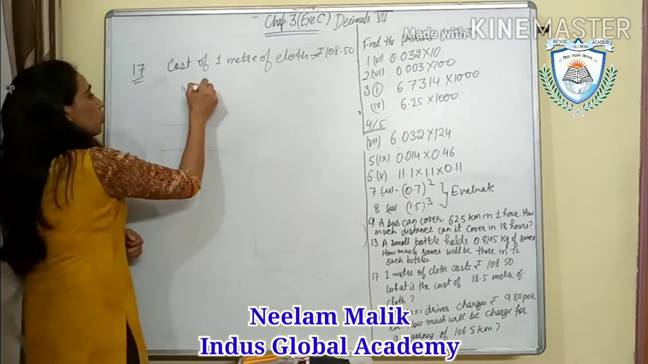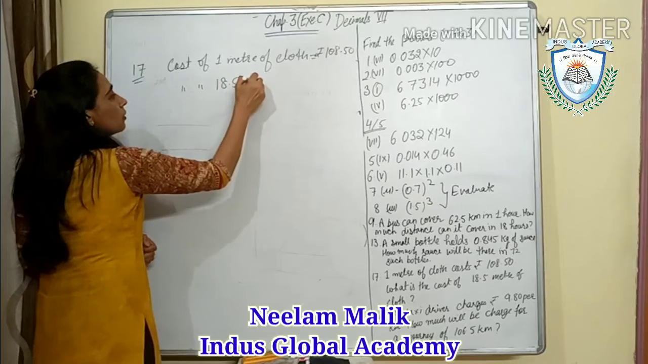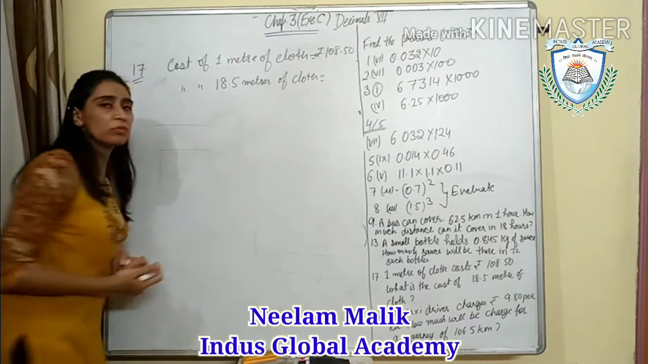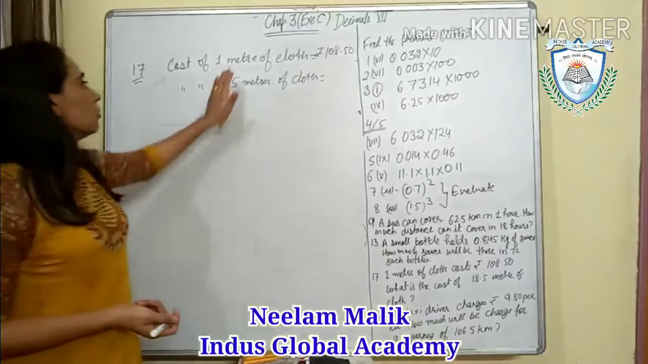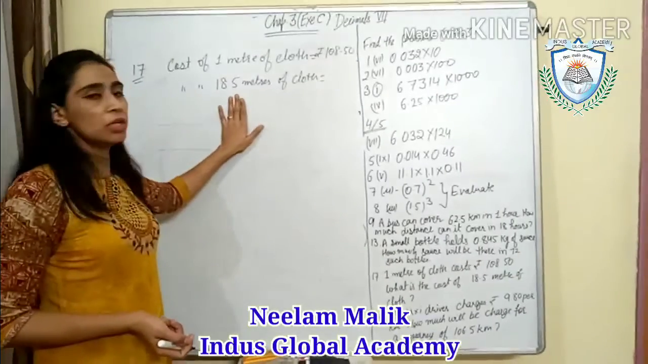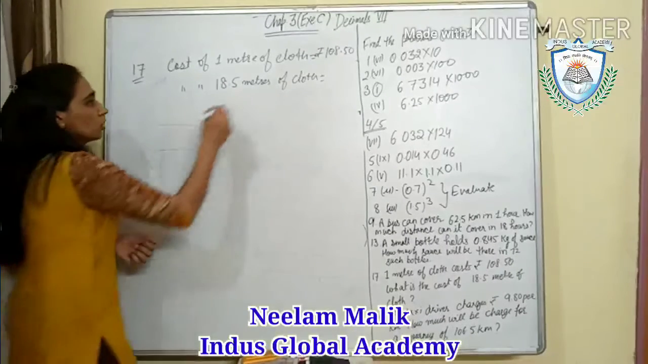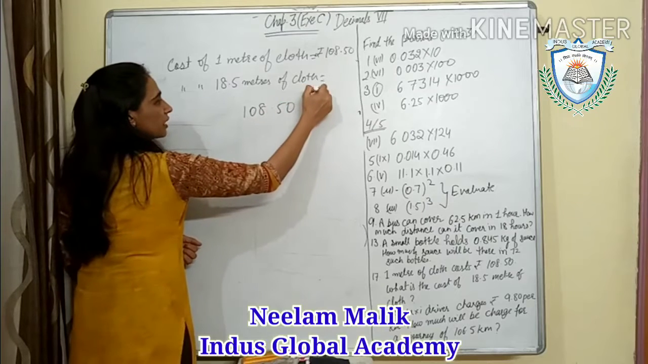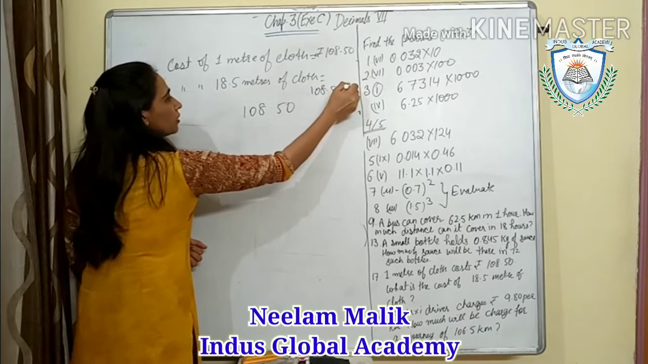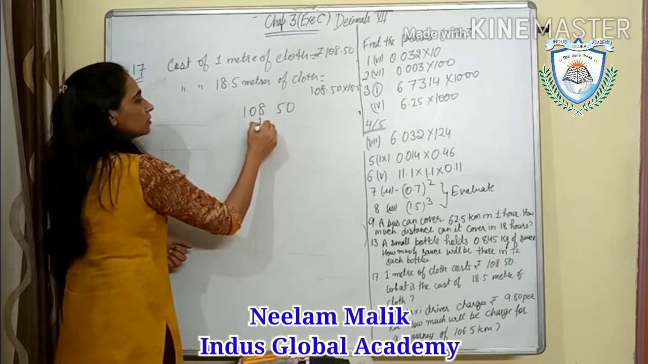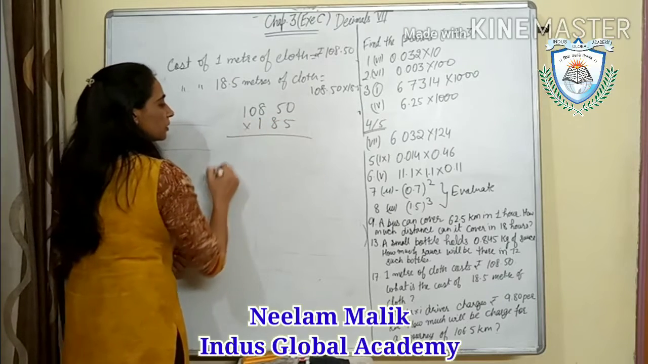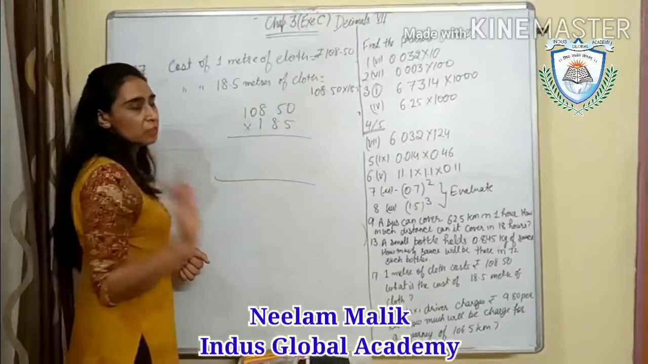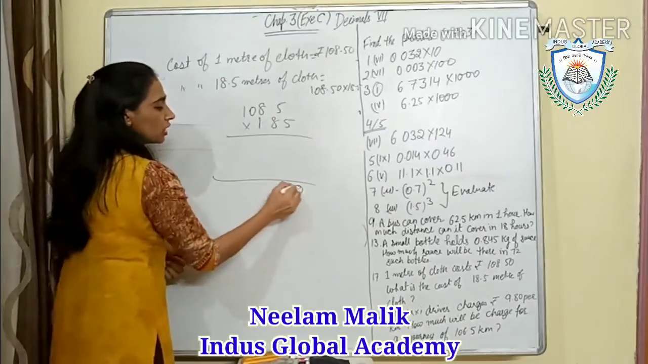Cost of 18.5 meters of cloth is equal to, what will we do here? Multiplication, because for 1 meter this is given and we have to find this for 18.5 meters. So you will multiply 108.50 into 18.5. After the multiplication, we will put the decimal point. No need to do the multiplication with the 0. We can put 0 in the answer directly.